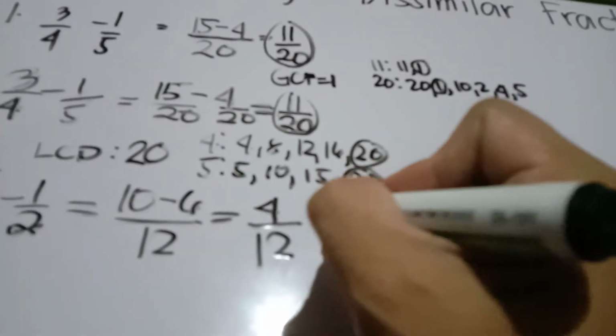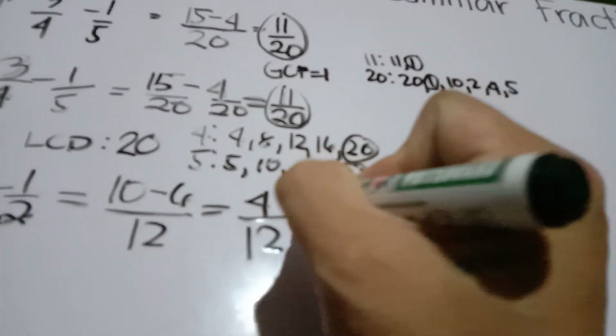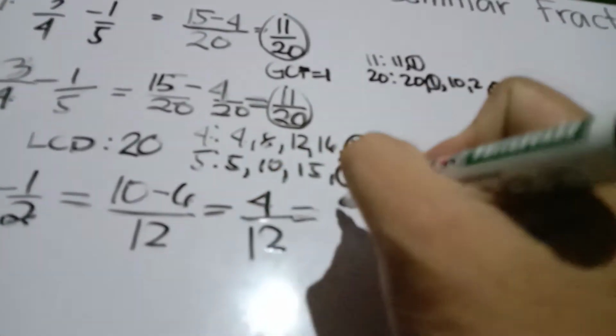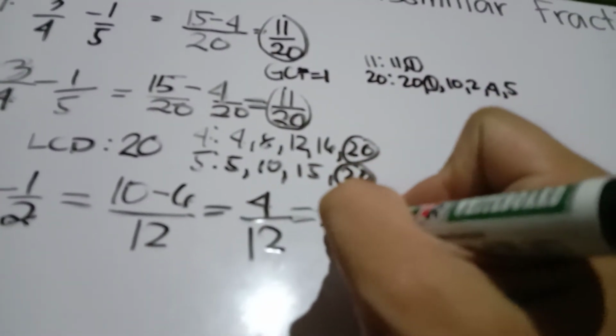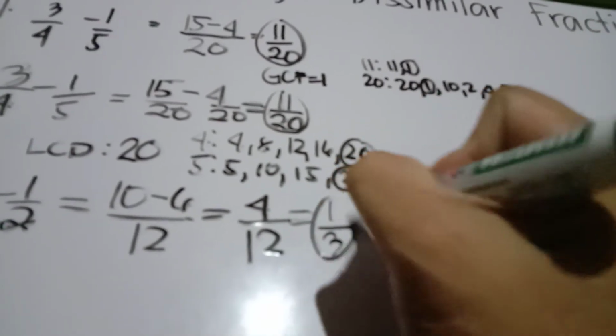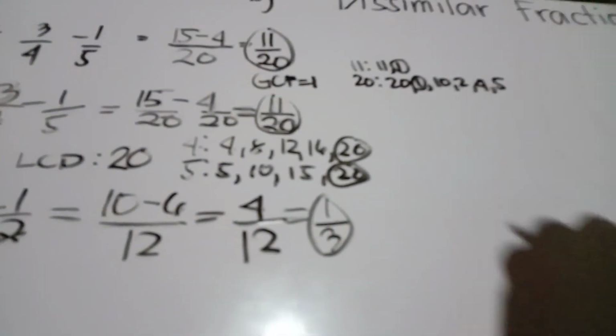So, 4 divided by 4 is equal to 1. 12 divided by 4 is equal to 3. Okay, so 1/3 is the answer.